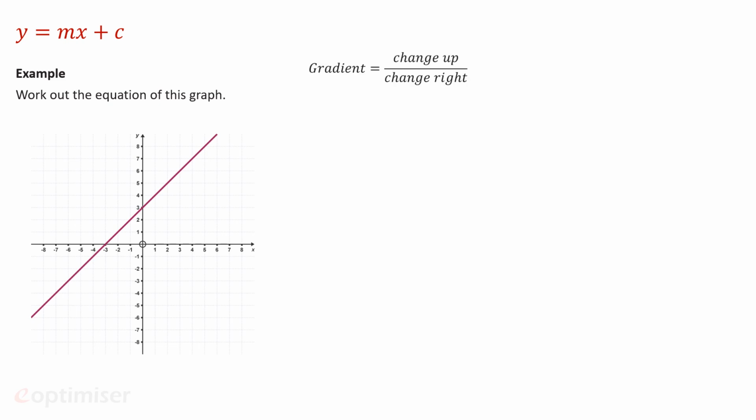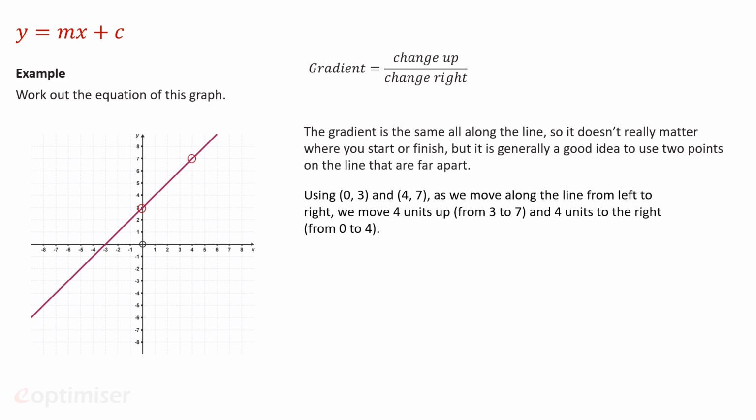In order to find the gradient, you need to find the change up over change right. To do this, you have to pick 2 points initially. Then you can draw some lines. So if you use the points 0, 3 and 4, 7, and create a triangle, then the change up is 4. Then the change right is 4. Then the gradient is 1.